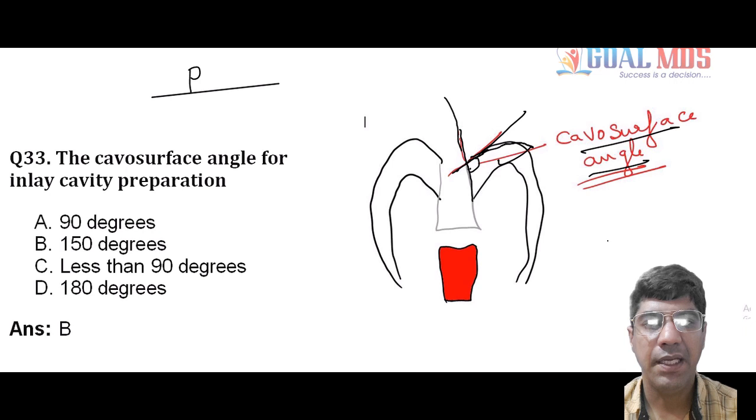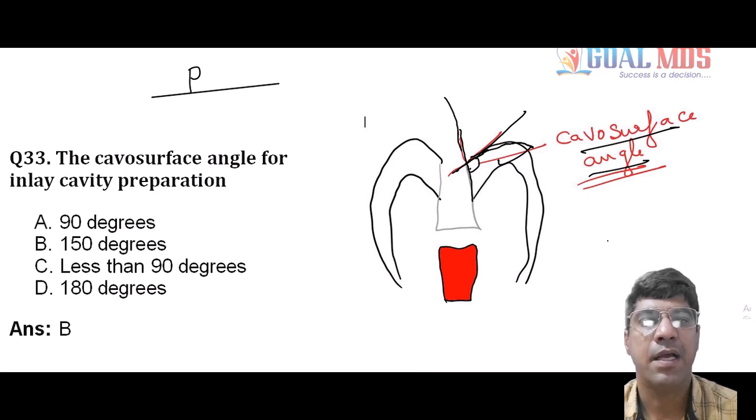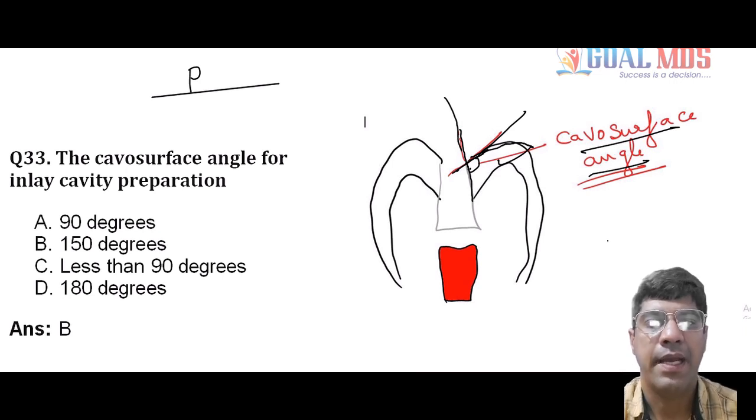So the dentist aims to create an ideal cabo surface angle. The prepared cavity wall should meet the external tooth surface at an angle that provides mechanical retention and resistance form for the restorative material. A well-designed cabo surface angle helps retain the filling material within the cavity. It will prevent the filling from getting dislodged due to biting and chewing forces. An improper cabo surface angle can create stress points that may lead to restorative failure.